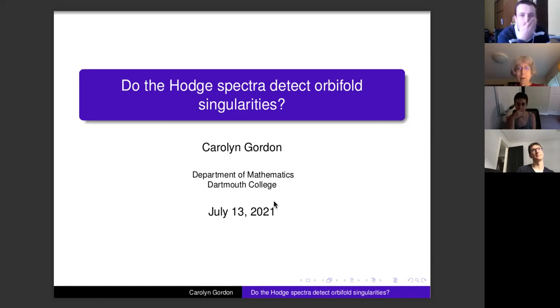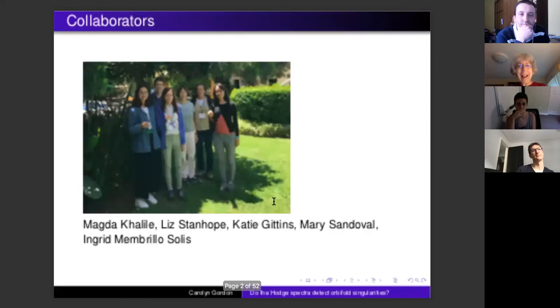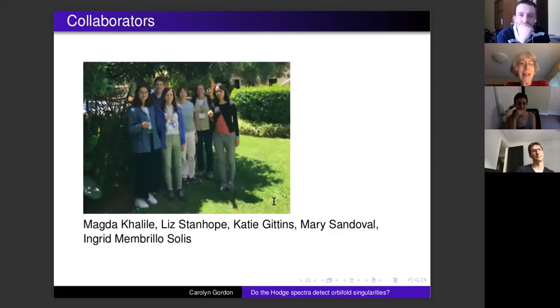This is joint work with the people listed in order of the picture: Magda Khalil, Liz Stanhope, Katie Gittins, Mary Sandoval, and Ingrid Membrillo Solis. As you may have guessed, we were the spectral geometry team at a Women in Geometry workshop.